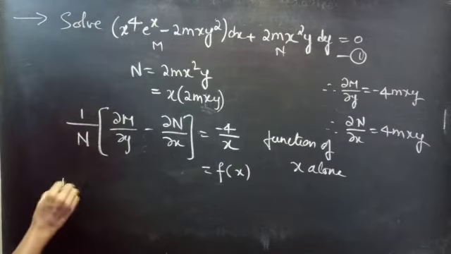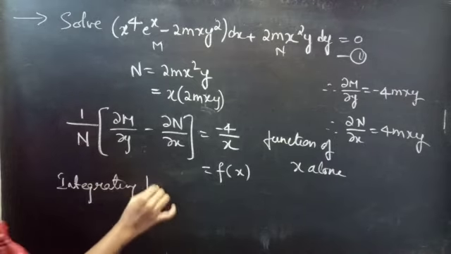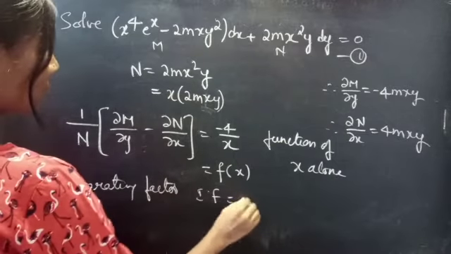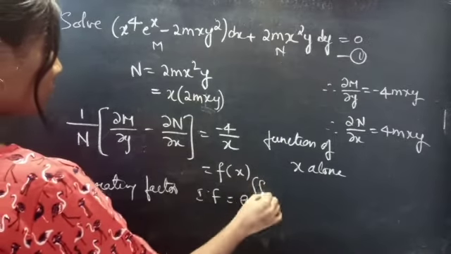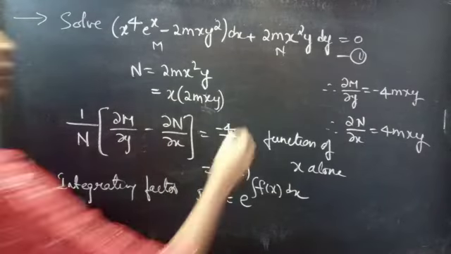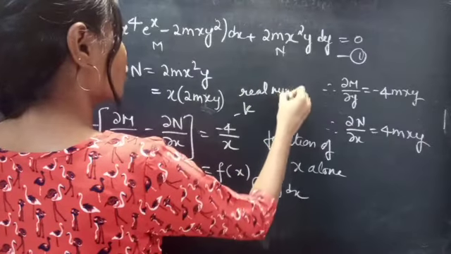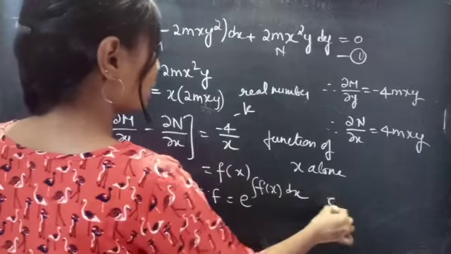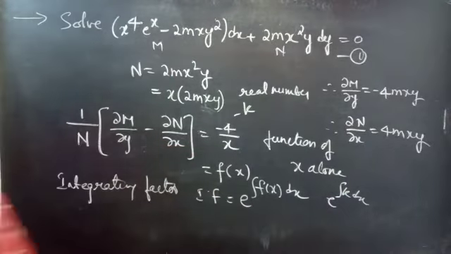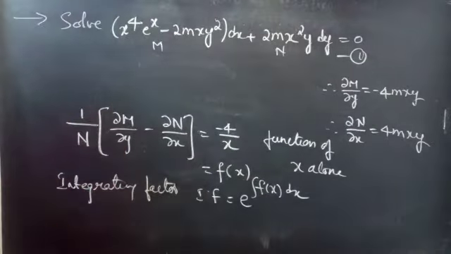Okay, now the integrating factor is given by IF equals e power integral f of x dx. What happens if we get some real number, say k, instead of a function of x? Then our integrating factor will be e power integral k dx. Okay, so now we need to find the integrating factor.